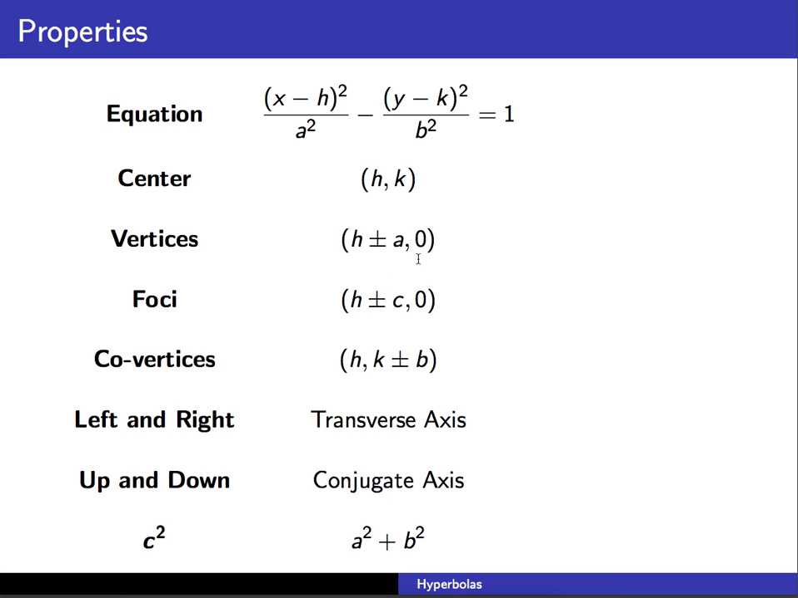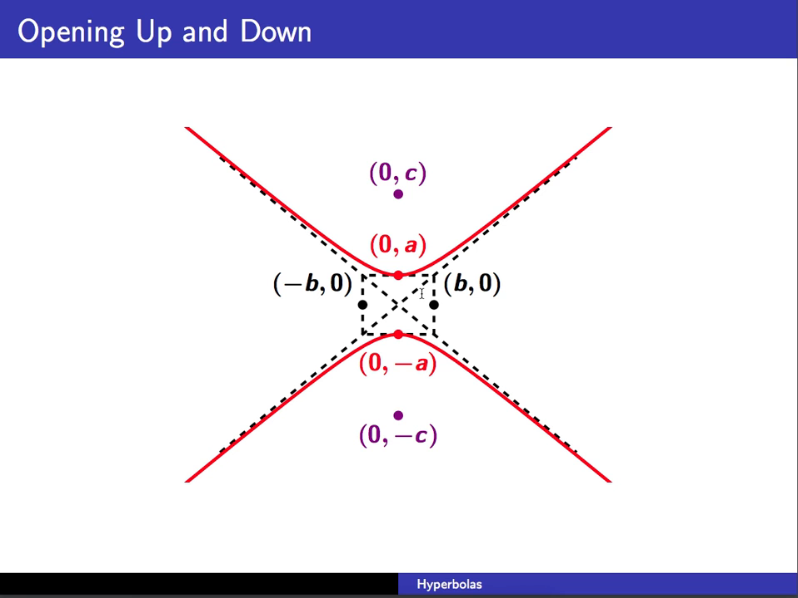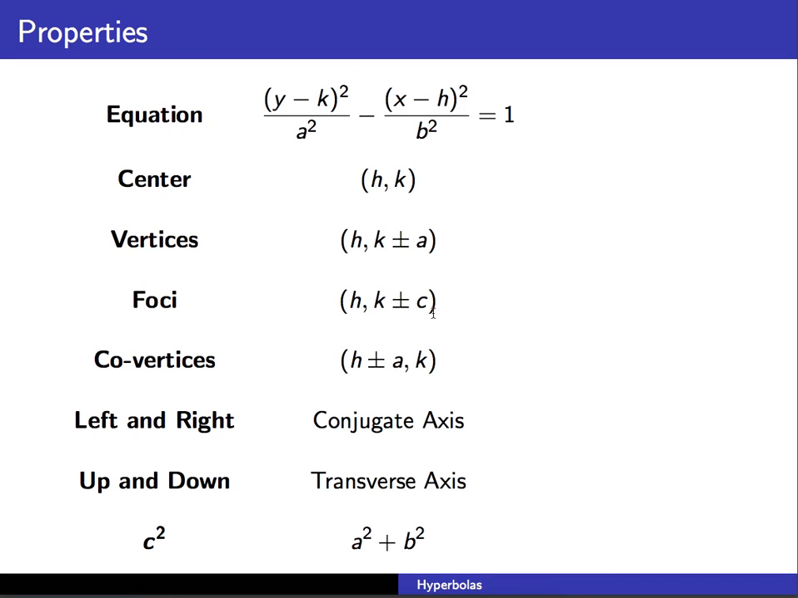So again, the vertices and foci, these should be a value of k. If it's opening up and down, this is the equivalent of a tall ellipse. So here's our center, and our vertices are a units away from the center. Our foci are c units away from the center. Here I had it centered at the origin, so that explains why that is. Our covertices are going to be left and right. And our equation this time, if it's going up and down, notice the positives with the y, and now the negative is with the x.